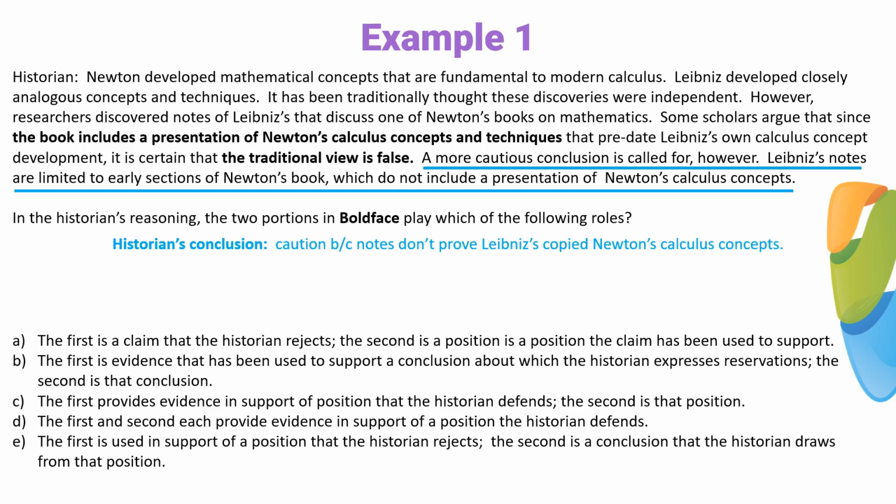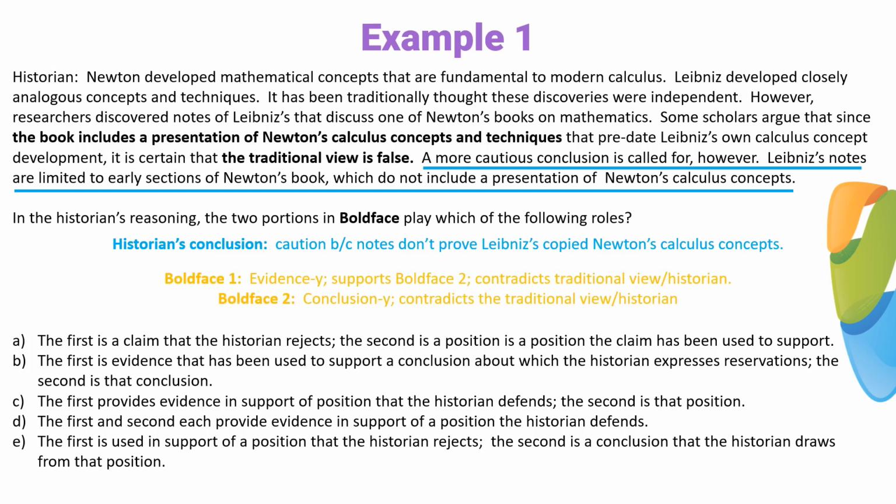All right, next, we look at each boldface statement and we see if it's a conclusion-y type statement or an evidence-y type statement, and we also see which logical direction it goes in. So the first boldface statement, well, that's an evidence-y kind of statement, and it supports the second boldface statement, and the second boldface statement goes against the historian's conclusion in the traditional view. Now the second boldface statement, that's a conclusion-y type of statement that contradicts the historian's conclusion and the traditional point of view. All right, we're ready to dive into the answer choices.